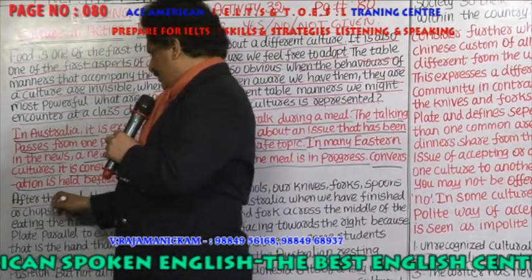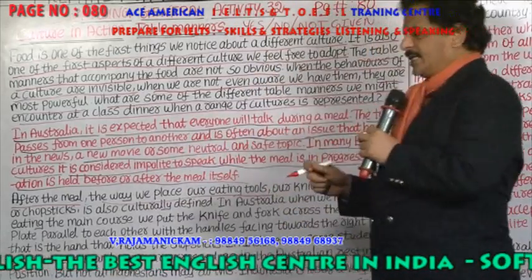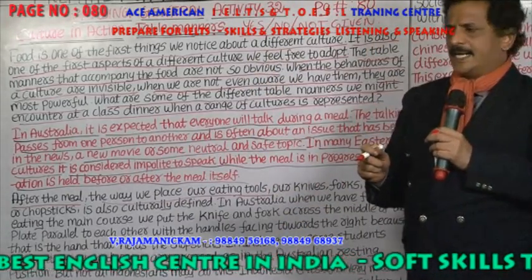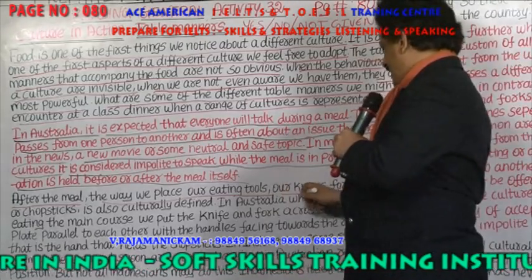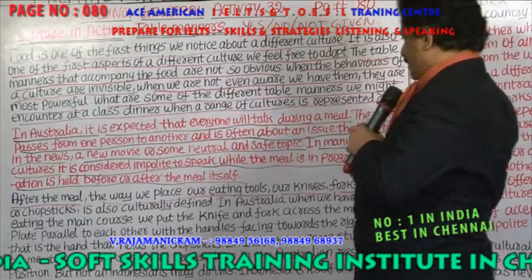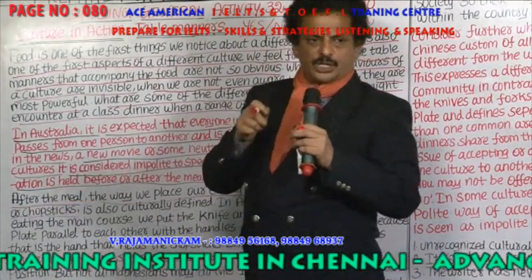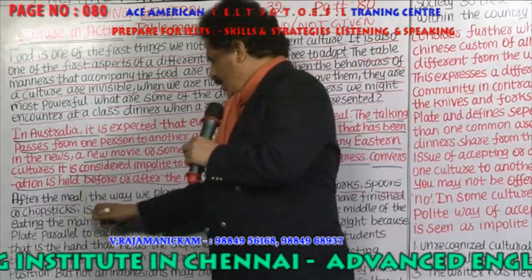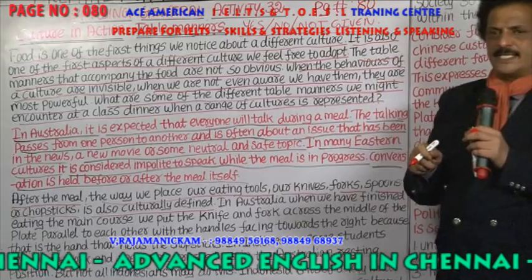Now coming here, after the meal, once the meal is over, the way we place our eating tools. What are the eating tools we keep? That is the plate, the fork and spoon and knife. Our knives, forks and spoons or chopsticks. Chinese eat with chopsticks. You know, chopsticks, the sticks. That is also culturally defined. Even that, after eating, how do you place them?